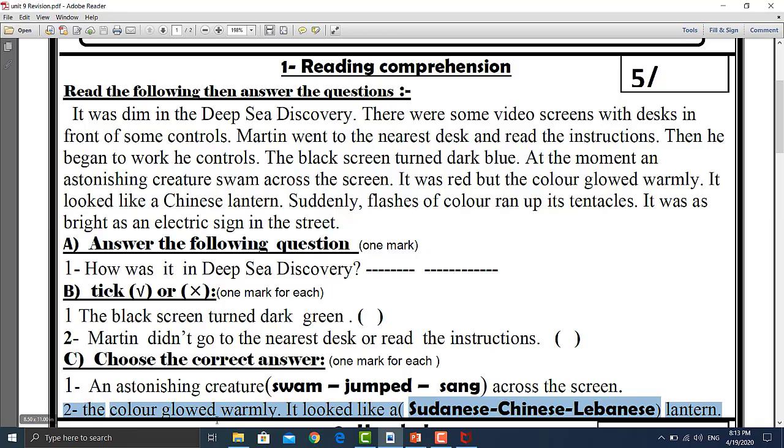Number two, the color glowed warmly. It looked like a Sudanese lantern, Chinese lantern, Lebanese lantern. Who can find the answer? Great. The answer is here. It looked like a Chinese lantern. So the answer will be Chinese. Chinese lantern. So the color glowed warmly. It looked like a Chinese lantern.